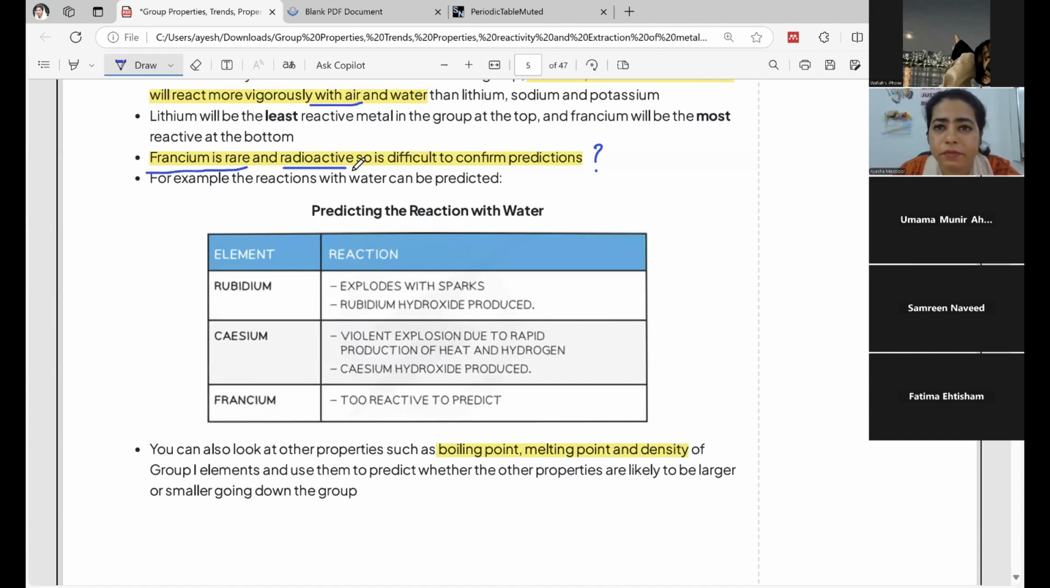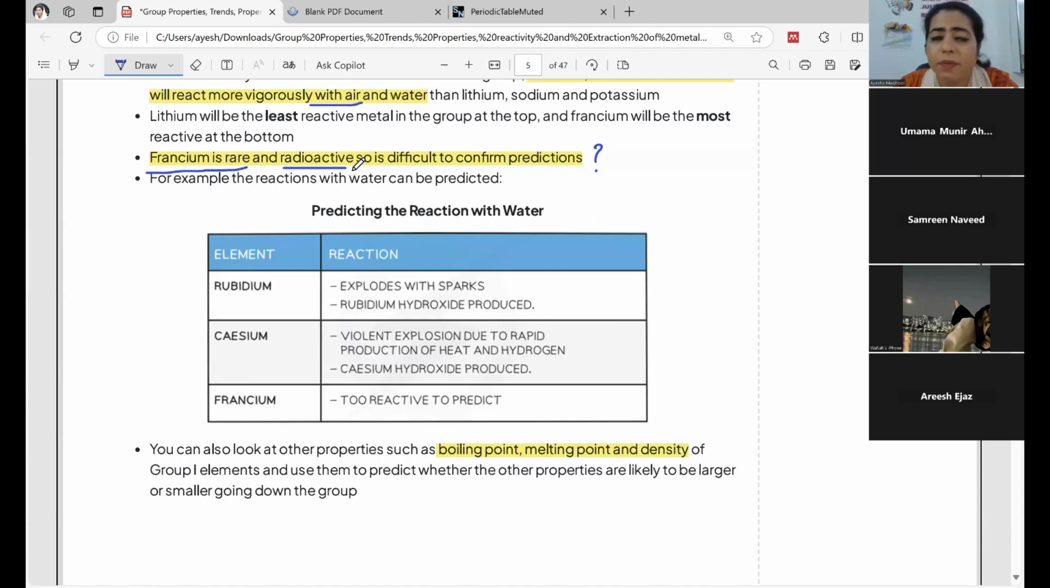Miss, are all radioactive materials rare, and are they all hard to find? No, not all are rare. Some radioactive elements are plentiful. Francium is the one which is rare, means less in quantity, but we have more than 30 elements in the periodic table which are radioactive, and some of them are available in large quantity as well.